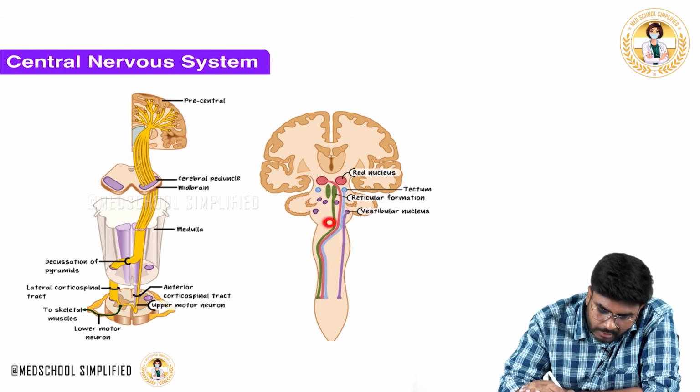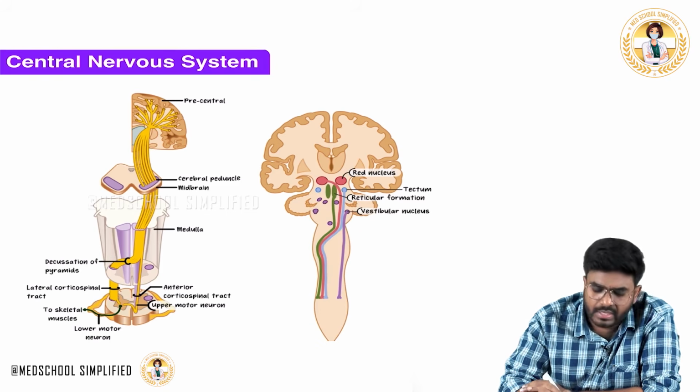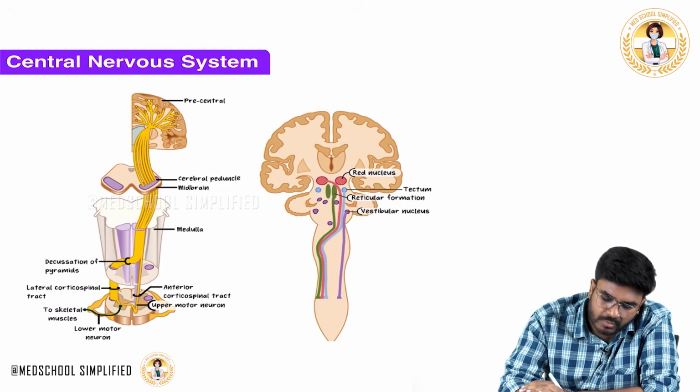And here is the vestibular nuclei. Okay, the vestibular apparatus is there, and all the fibers will come here. But anyway, here are the vestibular nuclei. From this vestibular nuclei, the upper motor neurons originate and come down.